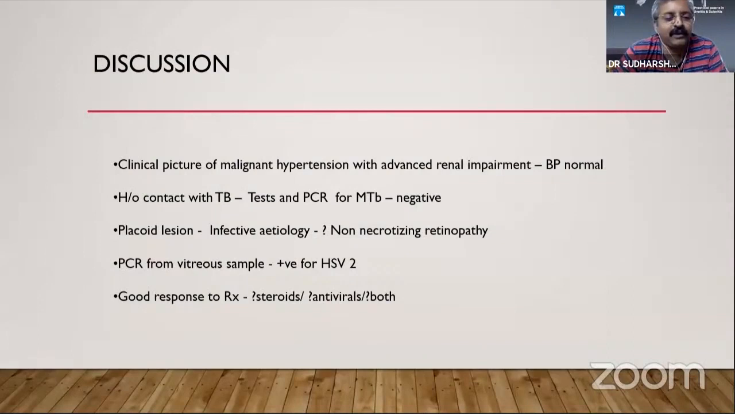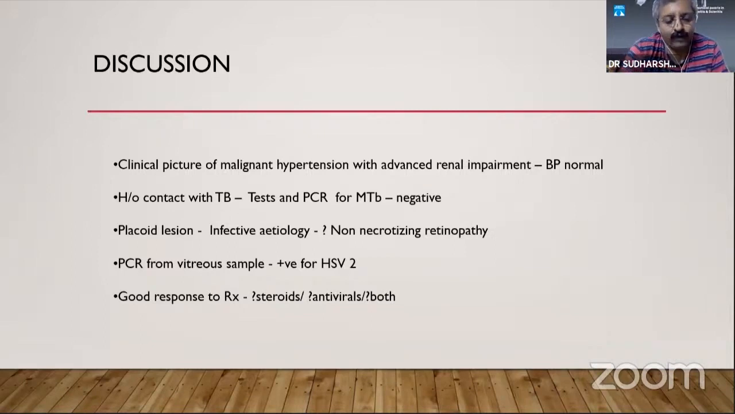So basically, Dr. Amitabh has covered quite a lot of things. We are not very sure what the actual thing is. The clinical picture is of a malignant hypertension. And as he said, in a patient with advanced renal impairment and IgA nephropathy, we probably think of all these ocular features as due to hypertensive retinopathy changes. But his BP has consistently been normal, and he's been on regular antihypertensives. So there has not been a hypertensive spike.